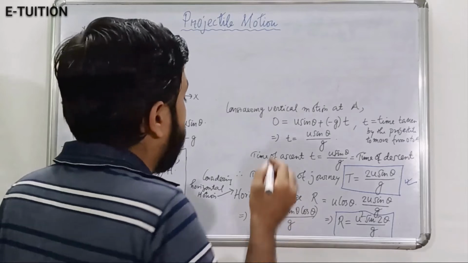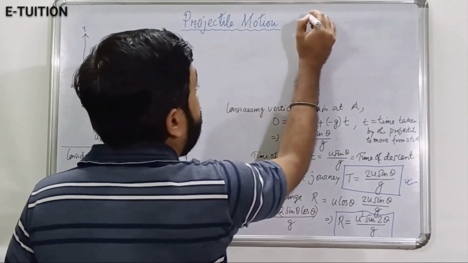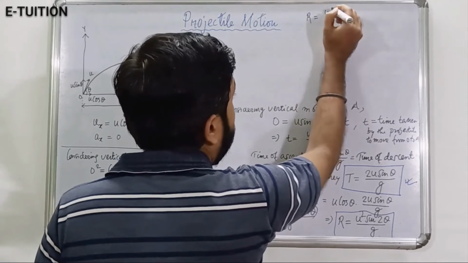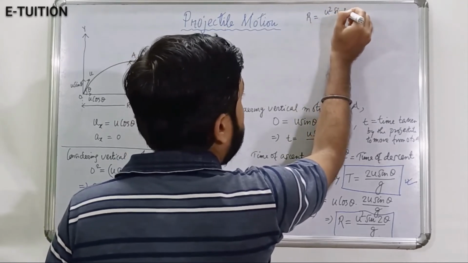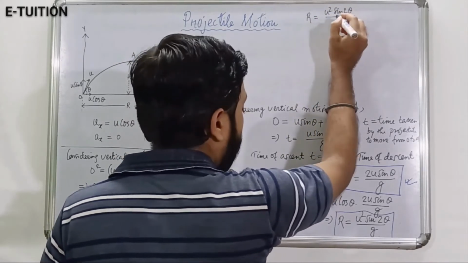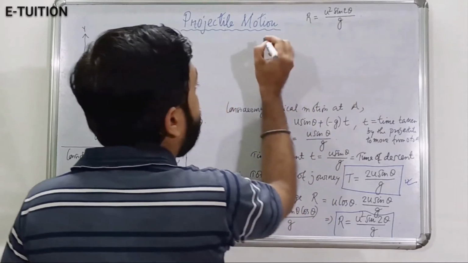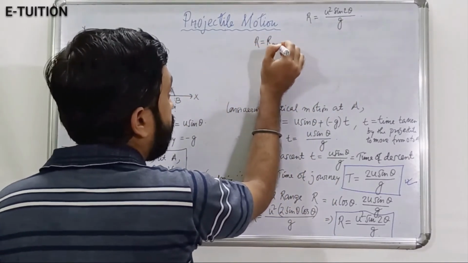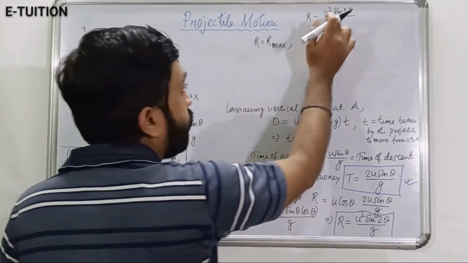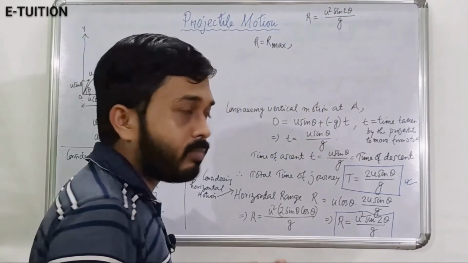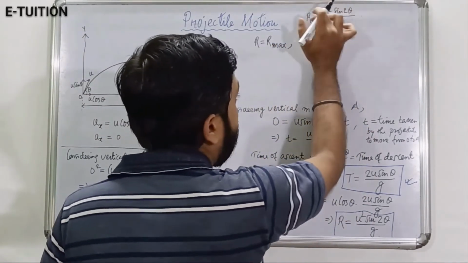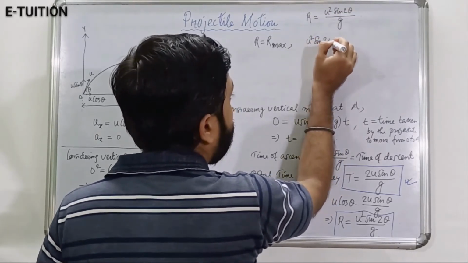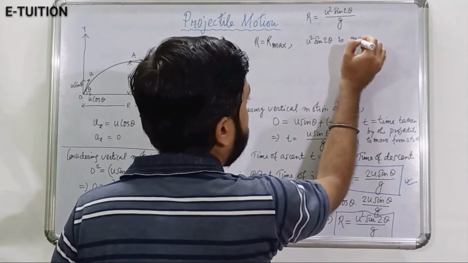Please pay attention. R equal to R max. We have already got that R equal to u square sine 2 theta upon g. All right, so now it is very clear that R equal to R max when u square sine 2 theta is maximum, that is, the numerator is maximum.